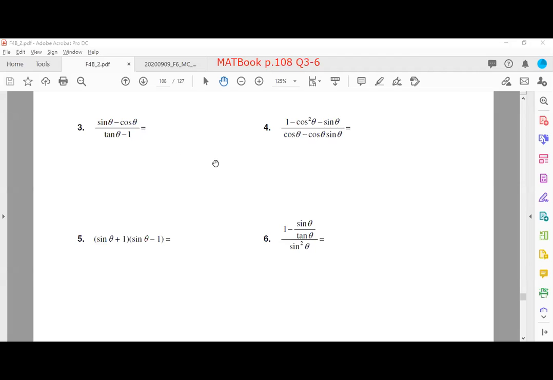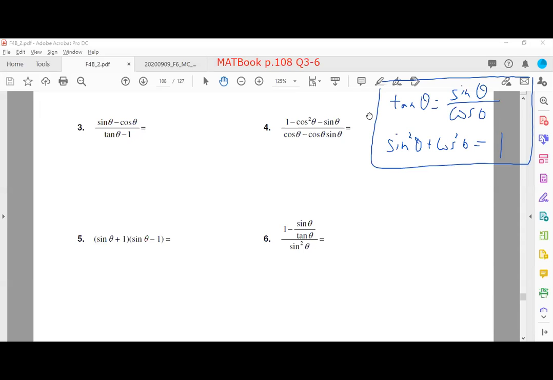All right, so question number 3. Let us do it together. We still have this type of sine, cosine, tangent, and the identity. So we were using this: tangent theta is equal to sine theta over cosine theta, or sine square theta plus cosine square theta is always equal to 1. We are going to use these two identities many times.